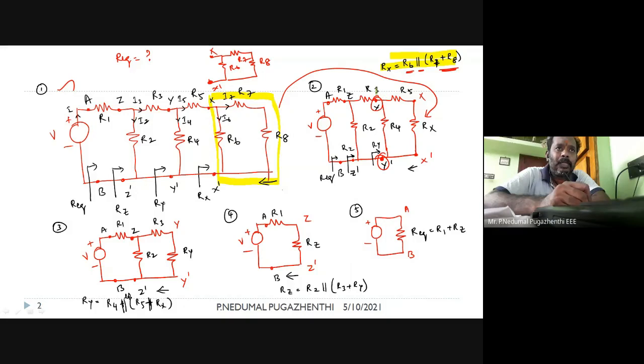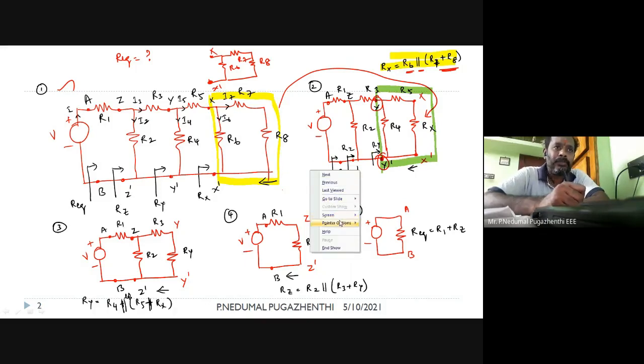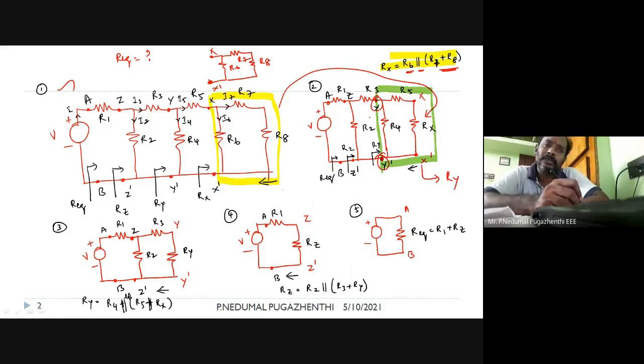Okay, this is what I am interested in. The second part, in the second figure, I am interested in this part. Now I can comment that what is R, if I say the equivalent is Ry, this equivalent is said to be Ry because it is after the Y dash node. What is the combination? This R4 is parallel to this series combination of R5 and Rx.